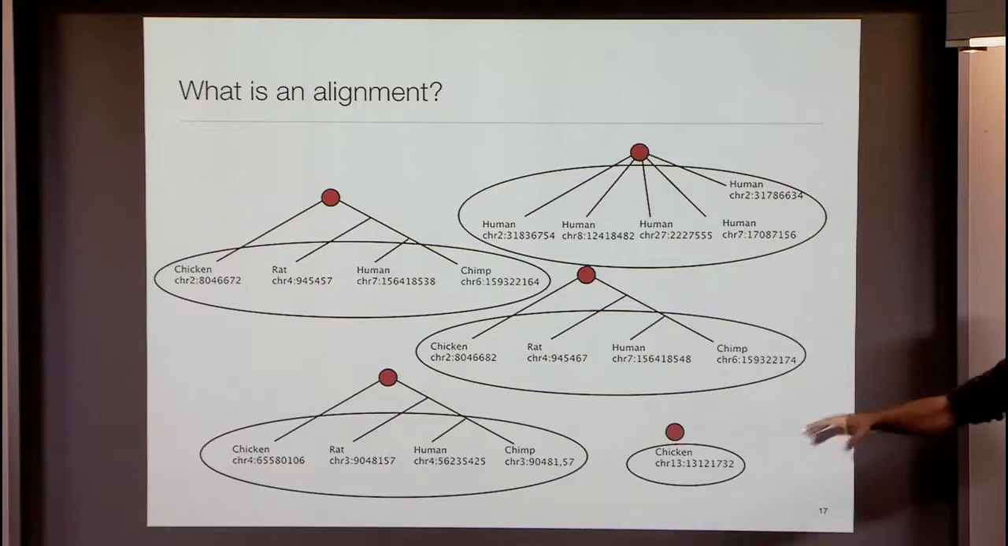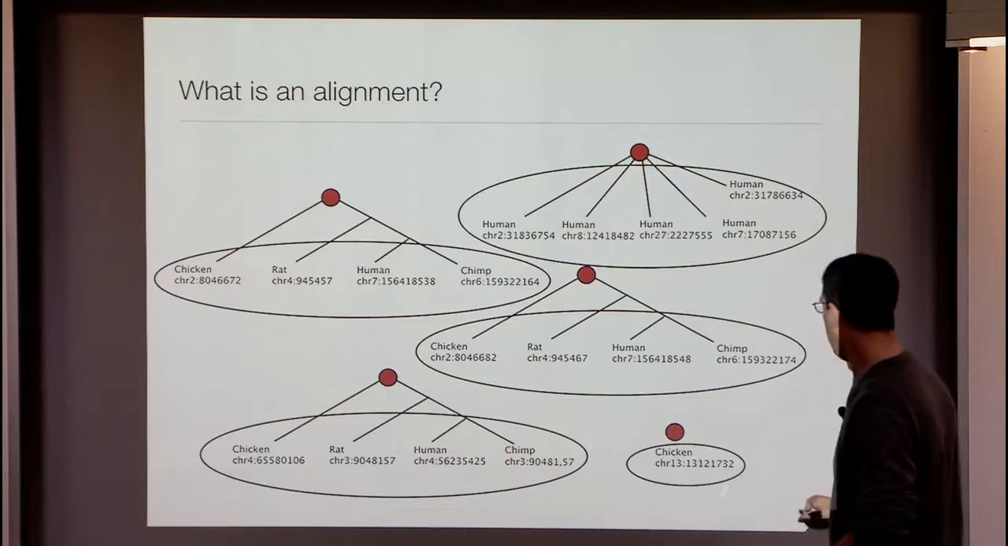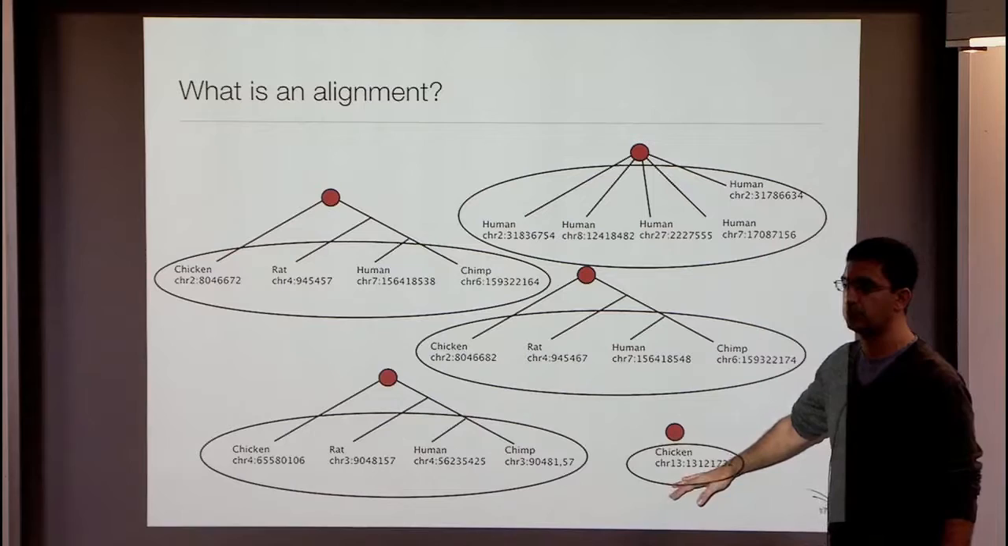Yeah? So what about the chicken at the bottom right by itself? Oh, that was my point, that this particular nucleotide, right, it might be a completely new insertion in the chicken. So it just sits alone. And you want to identify those as well.